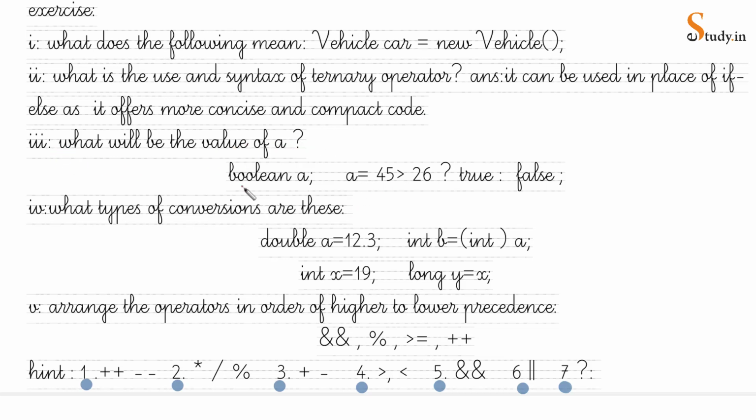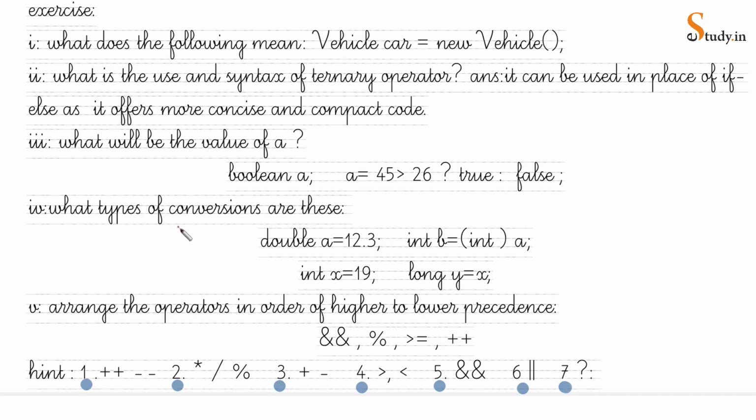Okay, what will be the value of a? Now if you see this, we have a boolean variable. The data type of a is boolean. It is given to us, and we have this expression. So let's evaluate it. This is the condition. Is the condition true? Yes, 45 is greater than 26. So if the condition is true, the part before the colon is evaluated and will be the answer. So the value of a after this expression is evaluated would be true. And because it is a boolean value, we do not put double quotes around it.